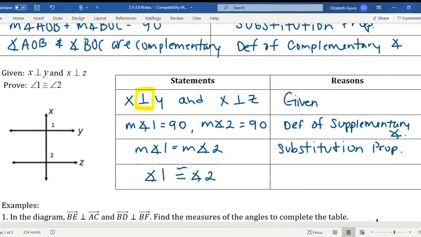Yeah, very good. Definition of congruent angles. Good. Yep, that's what lets you kind of switch back and forth between equal and congruent easily. Julia?